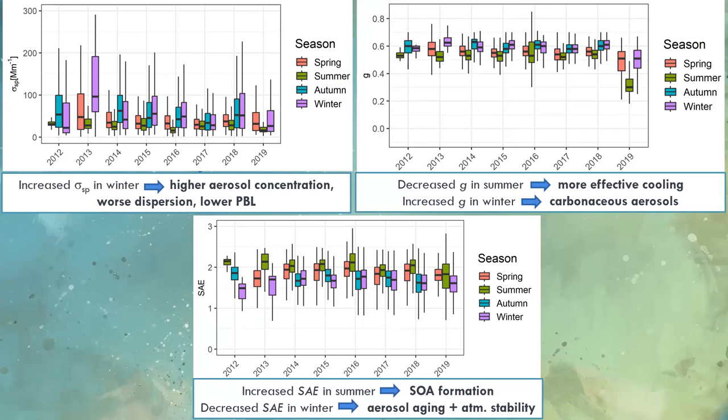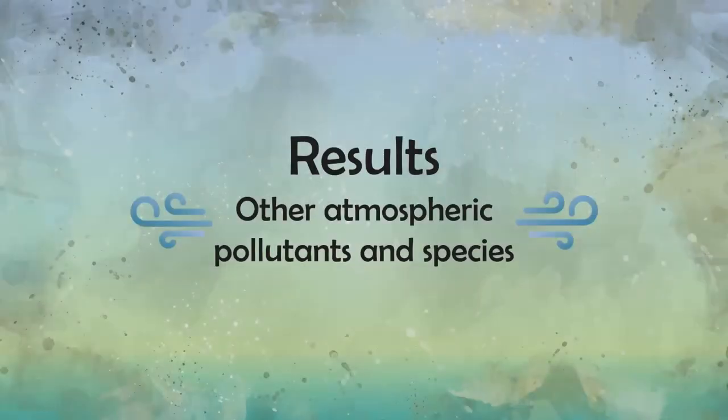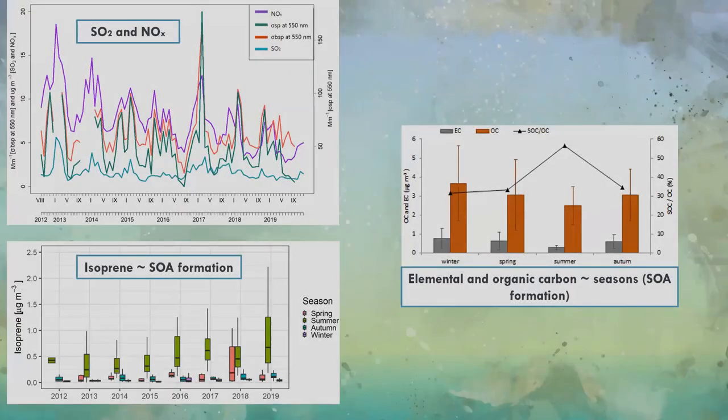And then we have the Angstrom exponent increasing in summer, indicating smaller particles, implying secondary organic aerosol formation during this time, and a decreasing exponent in winter, indicating, on the other hand, aerosol aging and higher atmospheric stability during winter. What about other atmospheric pollutants?